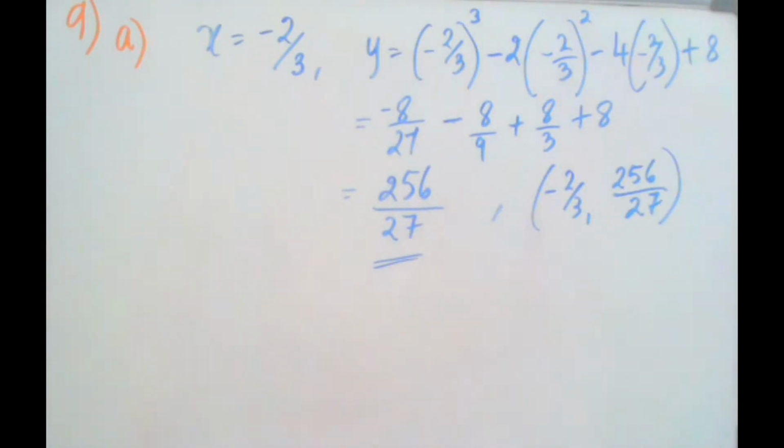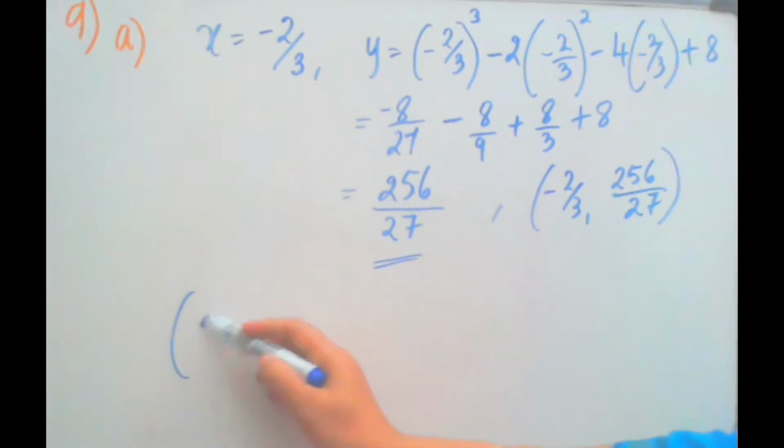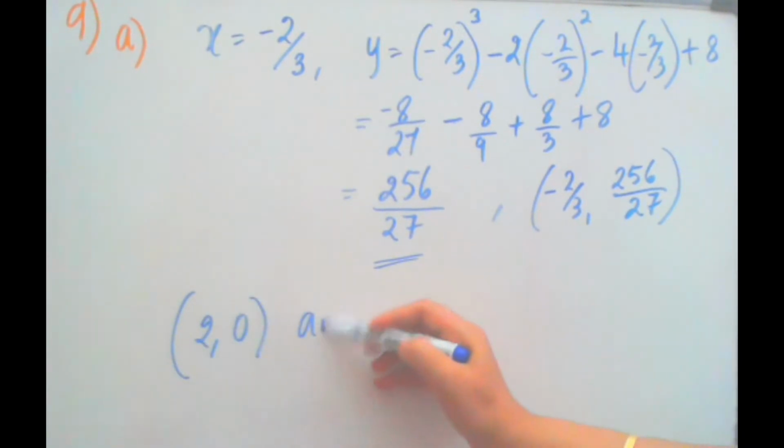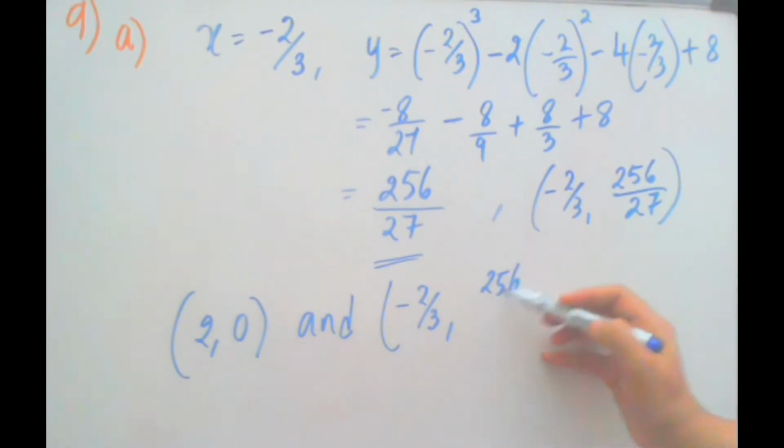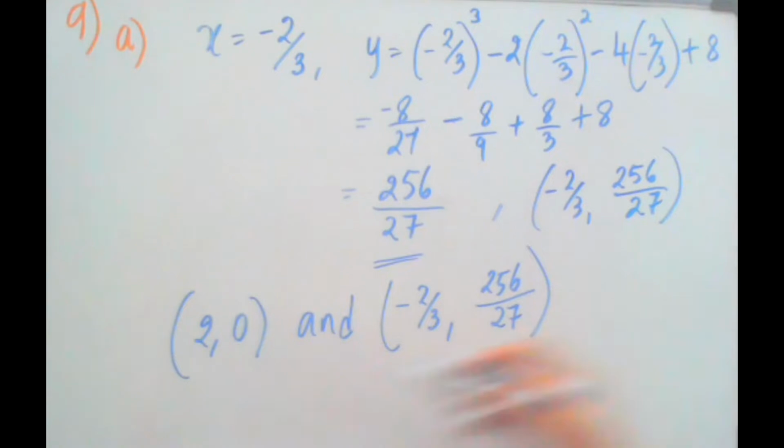So what is the answer for exact coordinates of the stationary points? This is the answer. The first coordinate is (2, 0) and (minus 2 over 3, 256 over 27). So this is the answer for 9A.